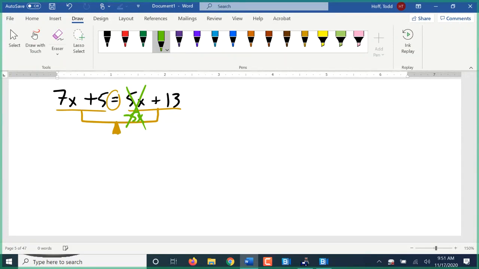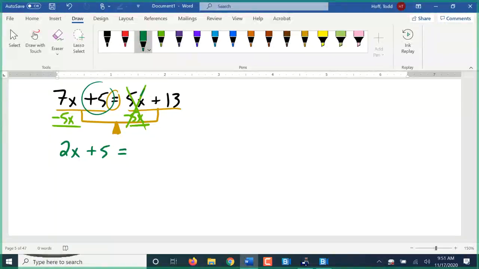Now we subtracted 5x from the right side of this equation. We have to subtract 5x from the other side. Now it has a name of x, so the only thing we can take it away from is other things with the name of x. So we would have to subtract it from the 7x. So 7x minus 5x is 2x. The positive 5 is still on the left side there, so plus 5 equals.